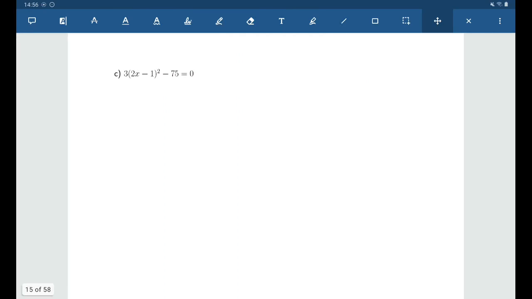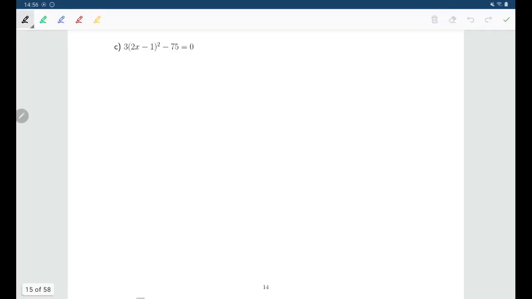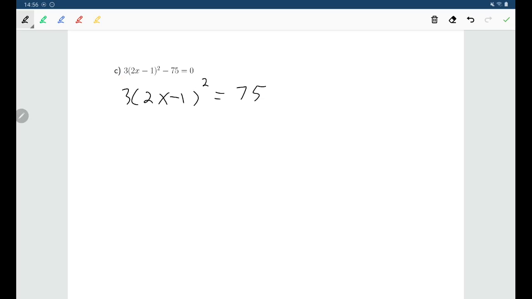All right, and let's do one last one here. This one a little bit more involved. I'm just going to first isolate that square that I've got going on there. So I'll bring the 75 to the other side. And before I get any ideas about trying to take square root, I notice it's not just 2x minus 1 squared on the left side. I've also got a 3 in front. So before I start thinking of square rooting things, I'll divide both sides of this equation by 3.